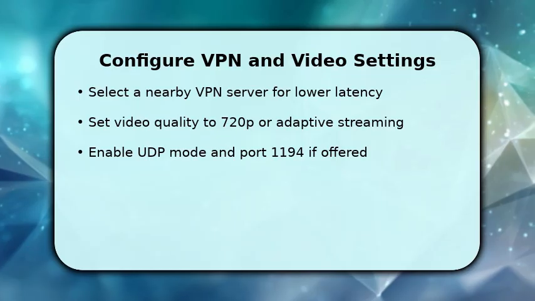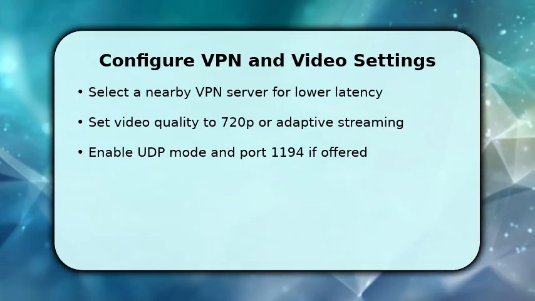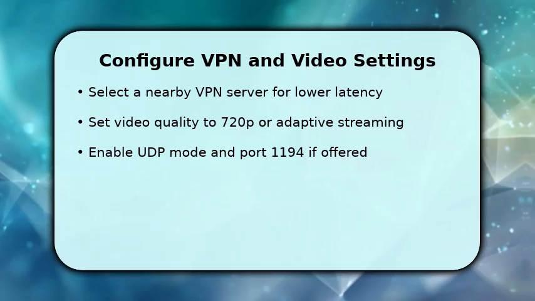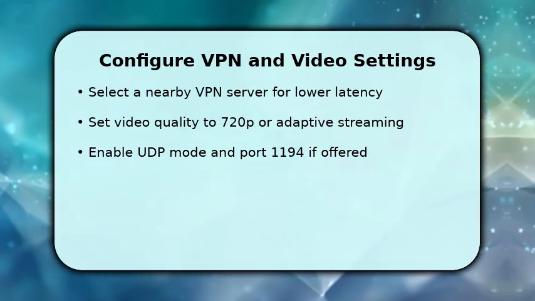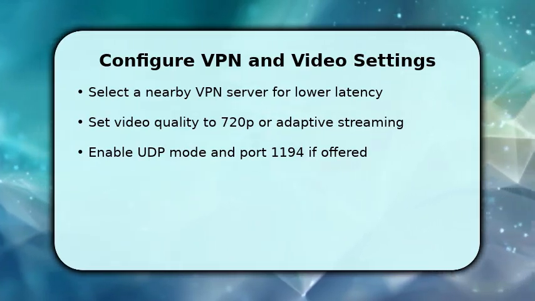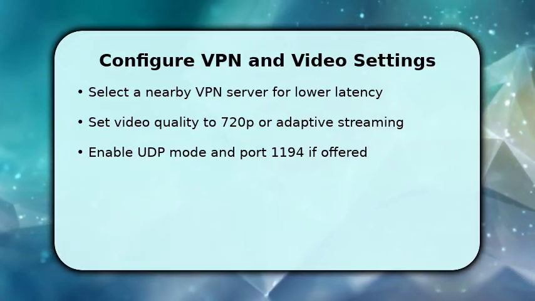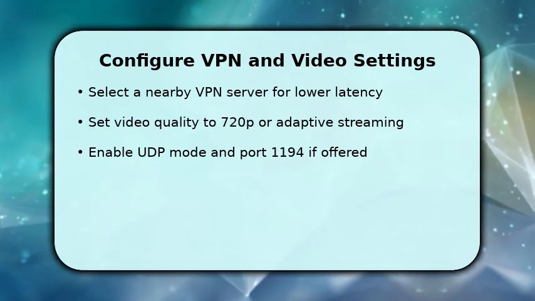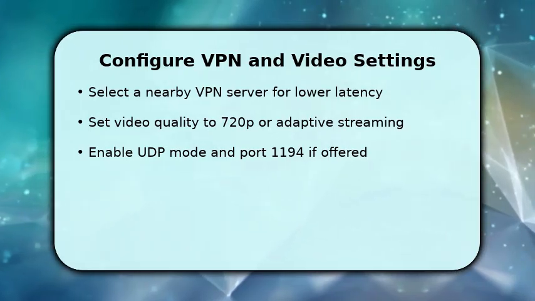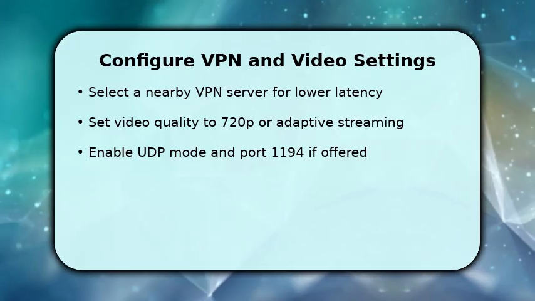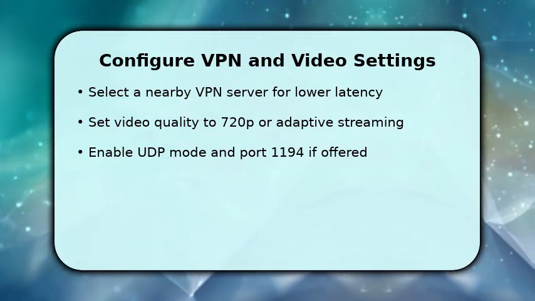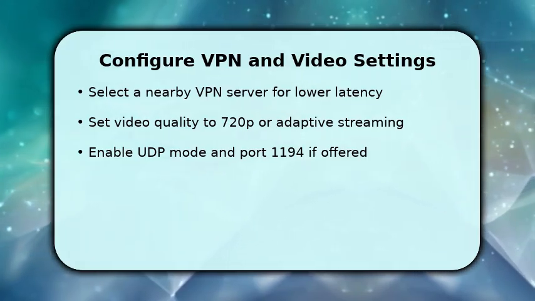Choose a nearby VPN server in Wink's list to reduce latency and packet loss. Proximity beats raw bandwidth for live video. Then, in Wink's video settings, pick 720p or enable adaptive streaming so quality scales with network conditions. Make sure the VPN mode is UDP if available, and use port 1194 when prompted because it favors streaming.